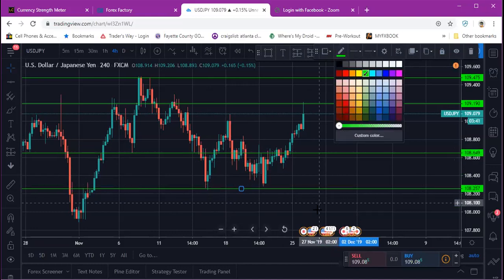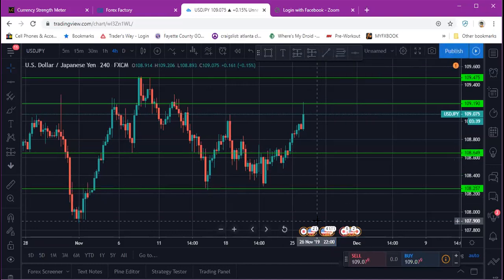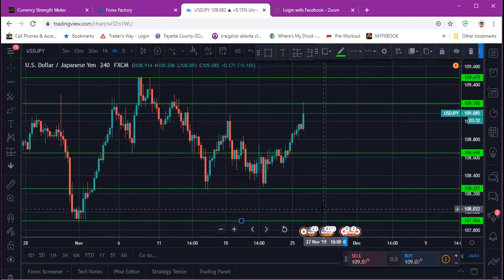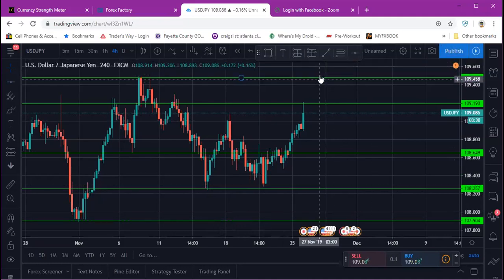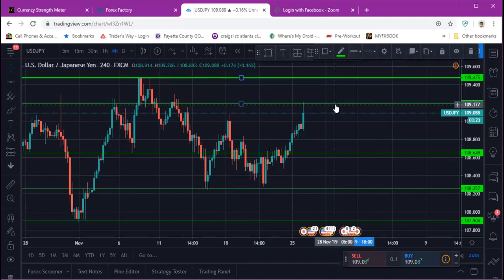Okay, and let's go down here. Okay, real simple. Put those green lines there. Let me thicken it up for you guys here. That was a little thicker, so you guys can see it on my screen.